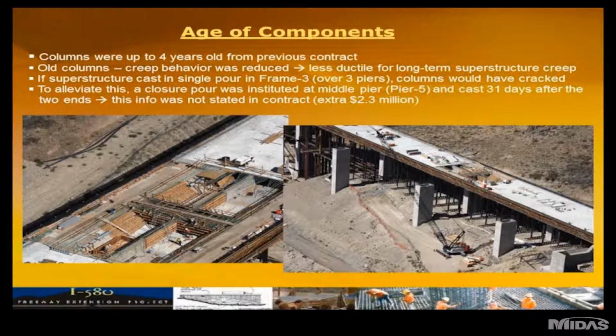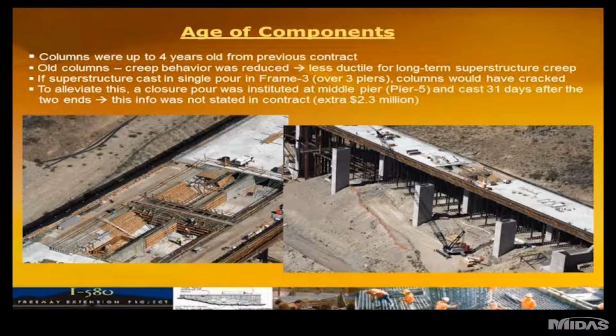The contractor initially wanted to propose casting, for instance, frame 3, what you see here on the right-hand slide, which has 3 piers and 4 spans. The initial intent was to cast that in 1 pour, but with the age of the piers being many years old, essentially, if that would have happened, the columns would have cracked.